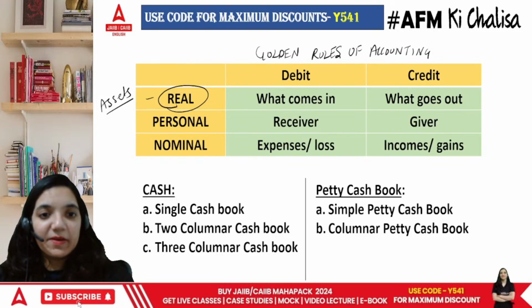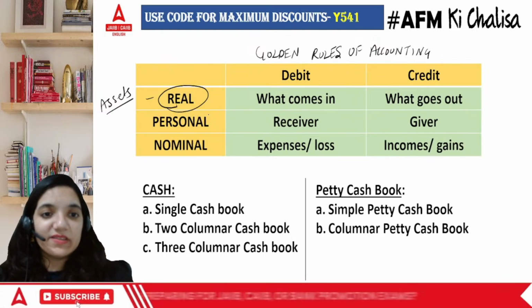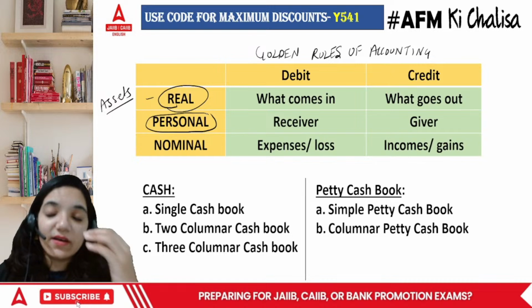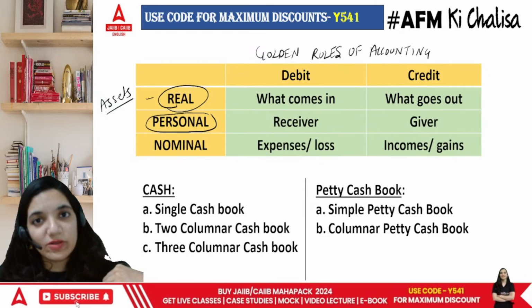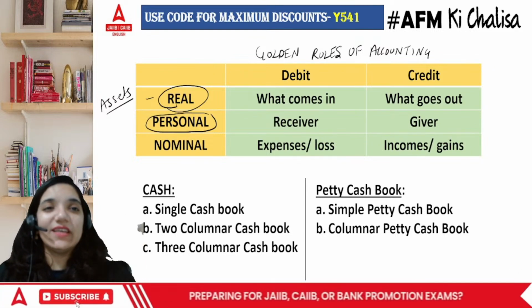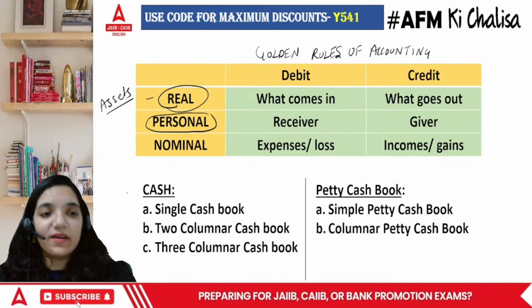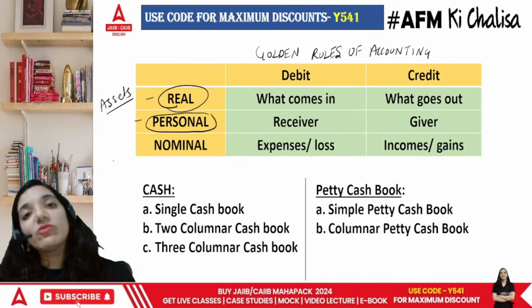Then comes the next part, everyone, that is your personal account. Personal account means the account which says this is related to persons. For example, you and I, we are natural persons. If I talk about companies, banking companies, HDFC, SBI, all these are artificial persons. And last is outstanding expenses.